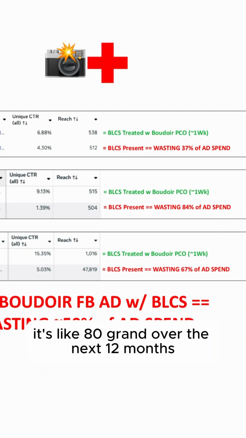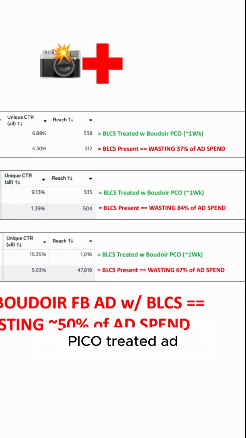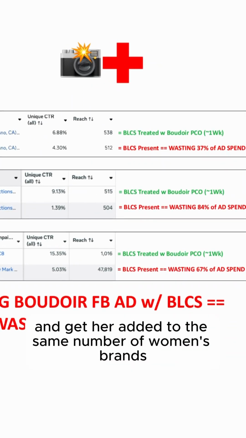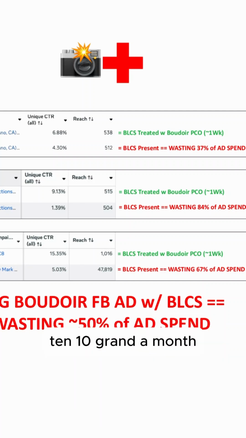It's like 80 grand over the next 12 months. It's kind of like a phantom bonus. And we can instead spend 3,300 bucks a month on the Boudoir Pico treated ad and get our ad into the same number of women's brands, at 3,300 bucks a month compared to the original 10 grand a month.